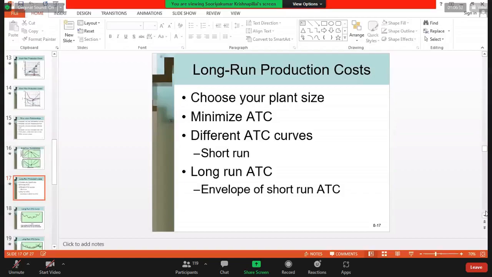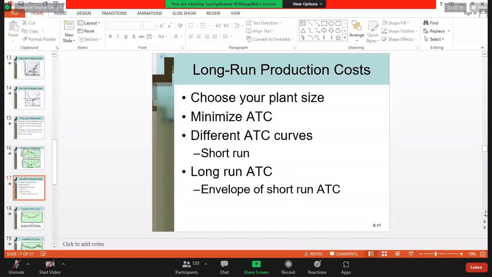So they can adjust, increase or decrease in any way. So in the long run, the firm chooses the plant size so as to minimize average total cost.